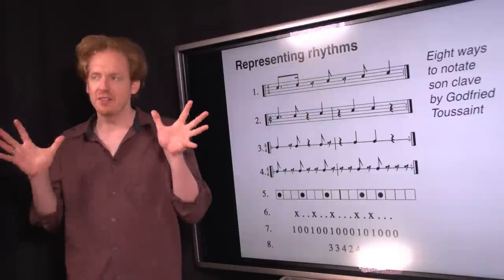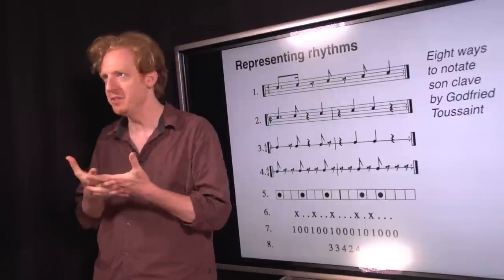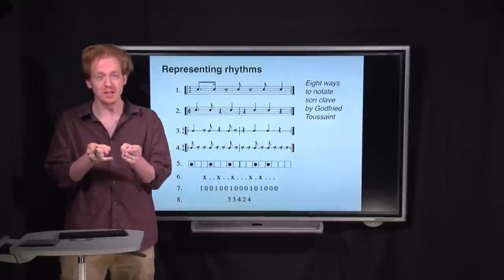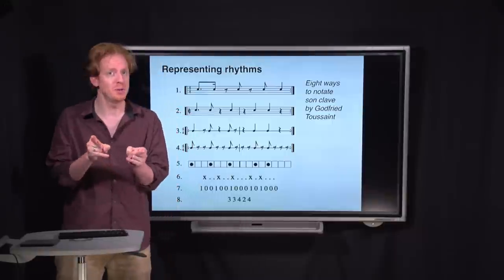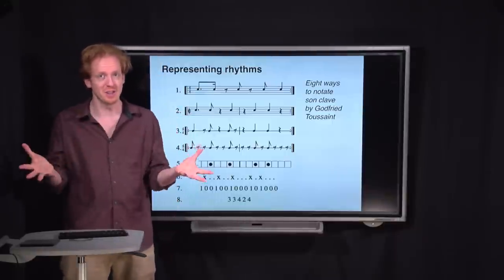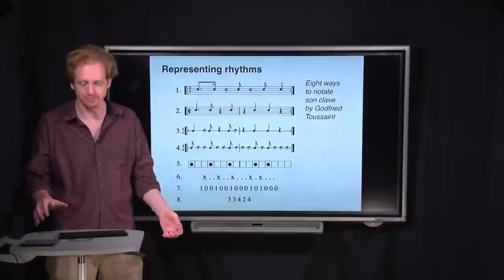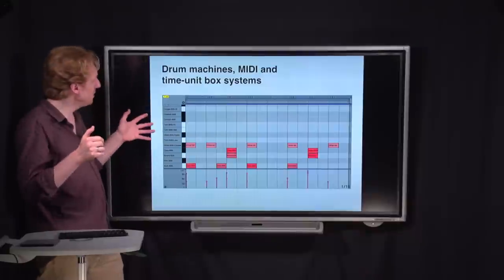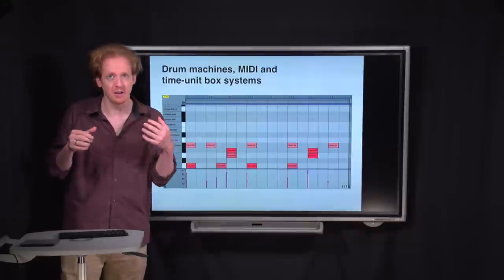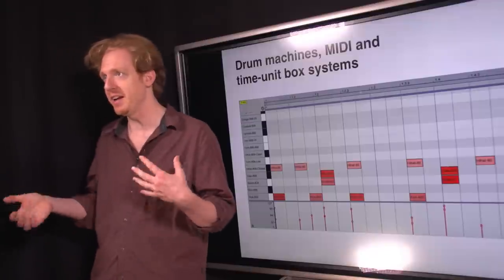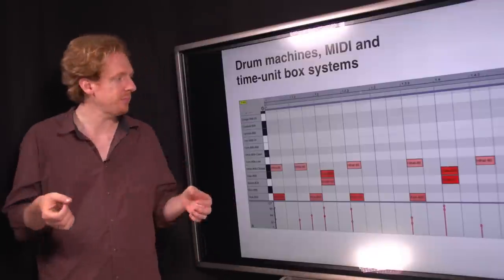And not only is the time unit box system a nice and intuitive system for ethnomusicologists, but it's also very important for you, the electronic music producer, because pretty much all electronic music production software is based on the metaphor of the time unit box system. For example, this is the drum machine programming interface in a program called Ableton Live, very widely used by techno hip-hop producers.